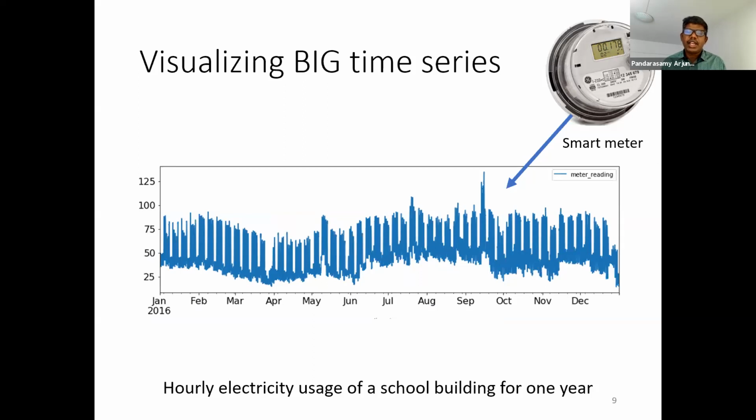What you see here in this figure is an example of a big time series. This is just for 1 year, but if you are collecting this kind of data for several years, the data will look very large. Just for illustration, I am presenting 1 year of data, from January 2016 to December 2016. On the x-axis you see the month, and on the y-axis you see the power consumption from an example of school buildings. You can see some periodicity and cyclic behavior in this big time series.